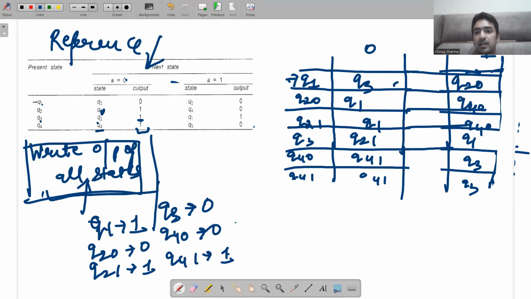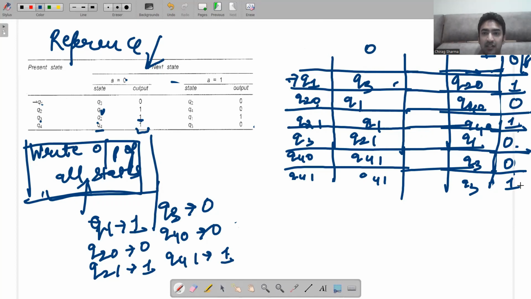Your question is done. You just have to write the output of this particular term. Q1 output was 1, so I will just write 1. Q2 0 output was 0, I will write 0. Q2 1 output was 1. Q3 was having the output of 0. Q4 0 was having the output of 0, and Q4 1 was having the output of 1. That's it. This is your Moore machine.